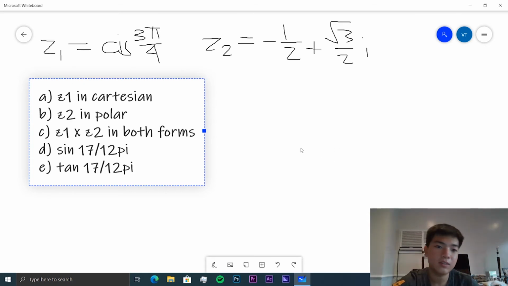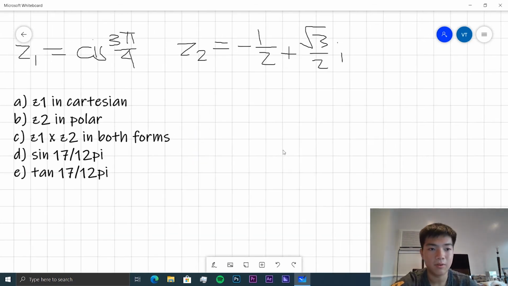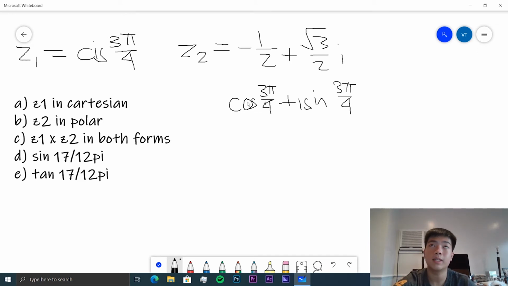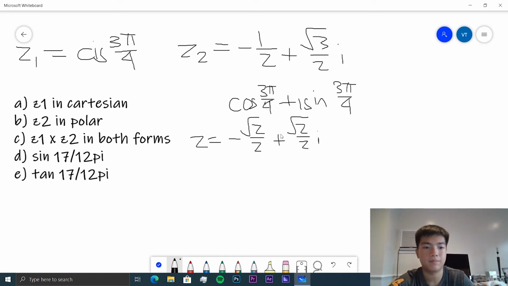Okay, so let's first find z1 in Cartesian form. So z1 in Cartesian form is equal to cosine 3 pi over 4 plus i sine 3 pi over 4, and we can convert this. Cosine 3 pi over 4 is equal to negative square root 2 over 2 plus i, and then sine 3 pi over 4 is equal to square root 2 over 2. So this is z1 in Cartesian form.